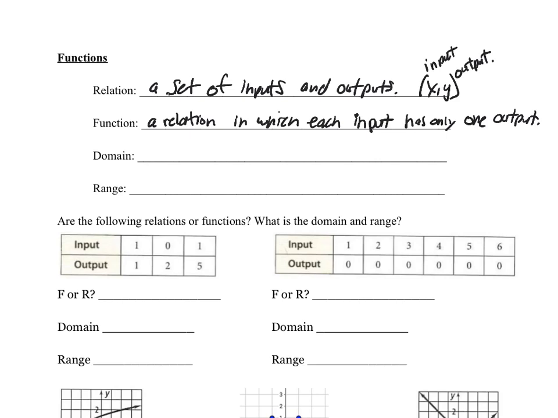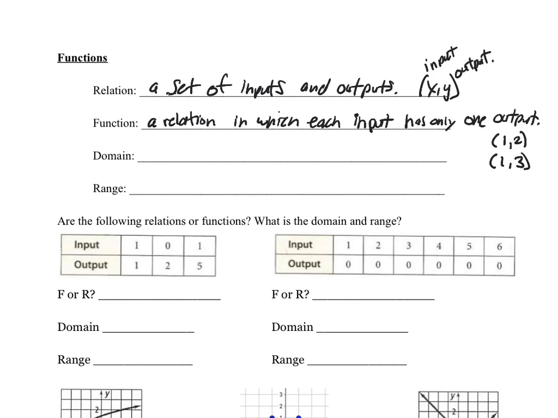So for instance, if I had a point in my relation 1, 2, and another point in my relation 1, 3, that would not be a function because the same input has two different outputs. And a function needs to have each input with its own output. So you could be a relation, but not be a function. However, all functions are relations.